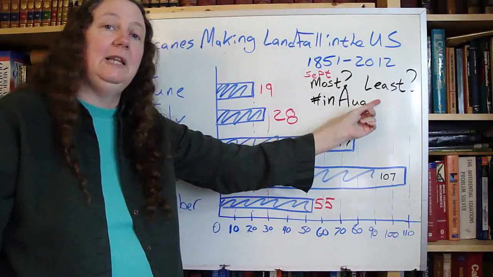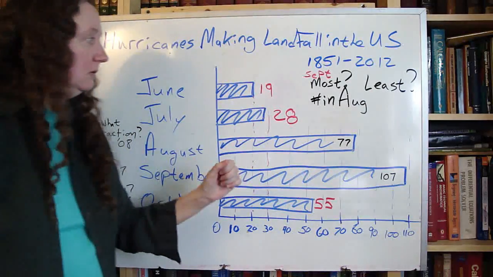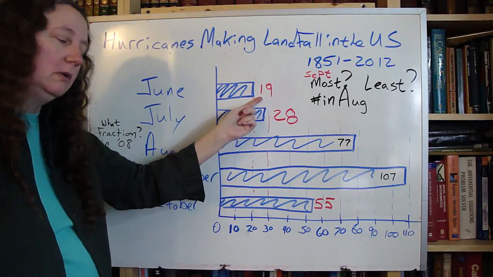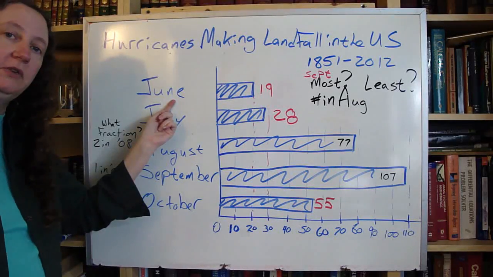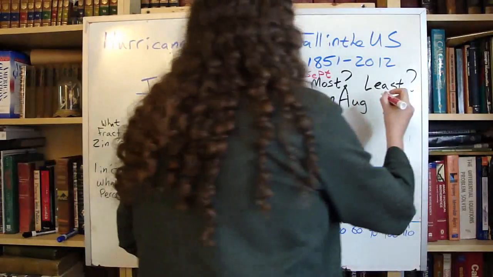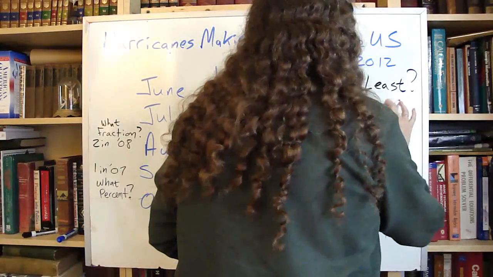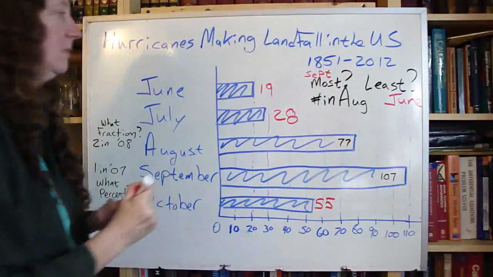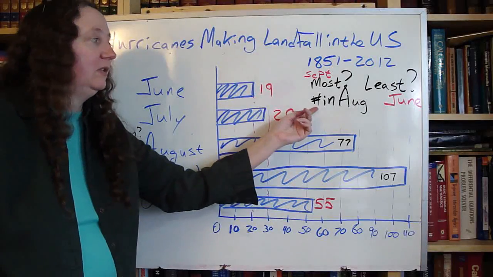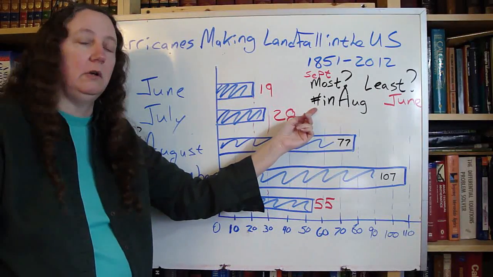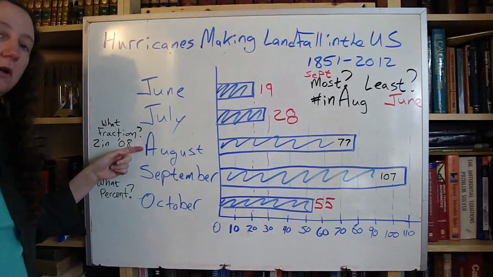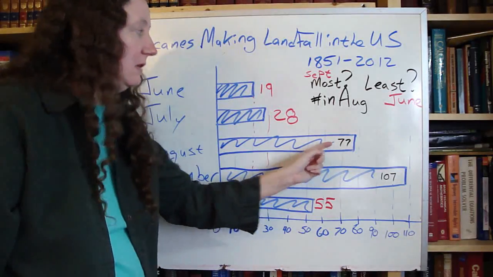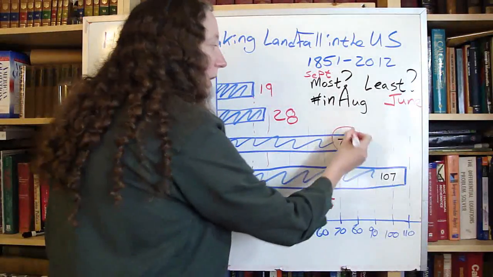In which month did the least number of hurricanes make landfall? I've already figured out my numbers, and I see that 19 is the smallest number, so therefore June is the answer to that question. The next question that it's asking us is how many hurricanes made landfall in August. I find August here. I look out here, and I see that it goes up to 77. So there is my answer for the third question.